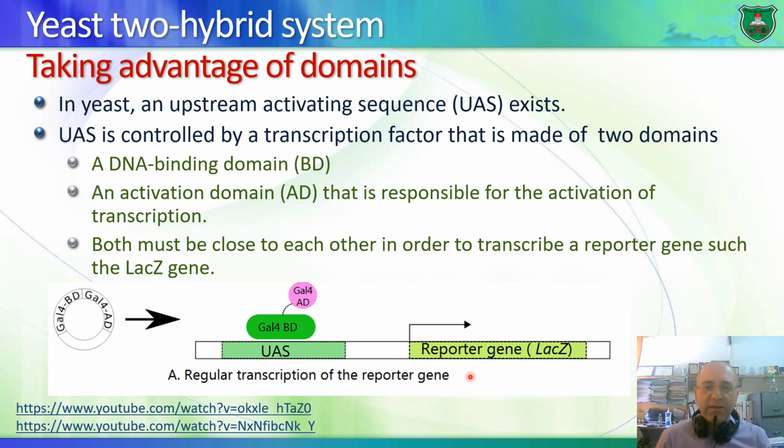Now, the idea here is that these domains, the DNA binding domain and the activation domain, must be close to each other in order to induce transcription. If they're not, then there is no reporter gene production.